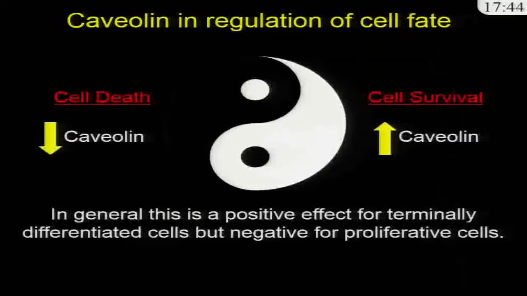So in terms of caveolin regulation of cell fate, it's important to keep in mind this balance between cell death and cell survival. If you look across all the different cell types that have been described, a decrease in Cav expression is largely tied to cell death, and an increase in caveolin expression is tied to cell survival. In general, this is a very positive effect for terminally differentiated cells like cardiac myocytes and neurons. It's a negative effect for proliferative cells.